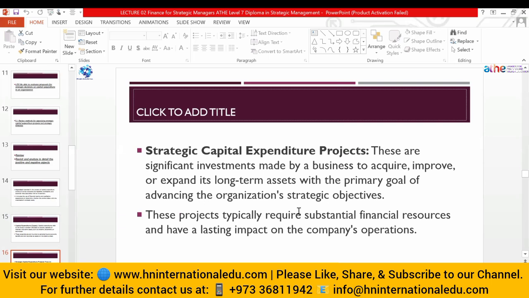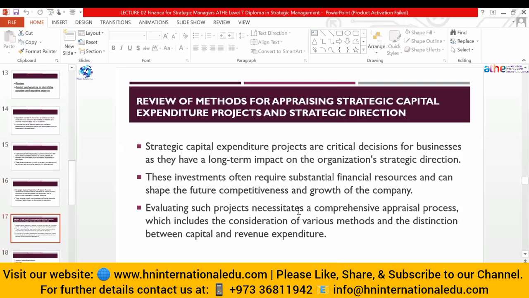These projects typically require substantial financial resources and have a lasting impact on the company's operation. Obviously, when you have enough cash reserves and manageable liquidity risk, then you can go ahead with these steps. With that, you need to work on the daily expenses too, which are going on in the business. From here, the main lecture starts. First, we did the definition so that the concept in the whole assessment criteria gets clear. Review of methods for appraising strategic capital expenditure projects and strategic direction.